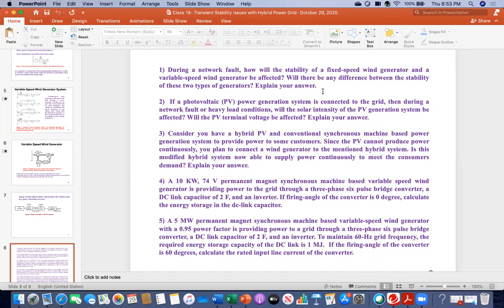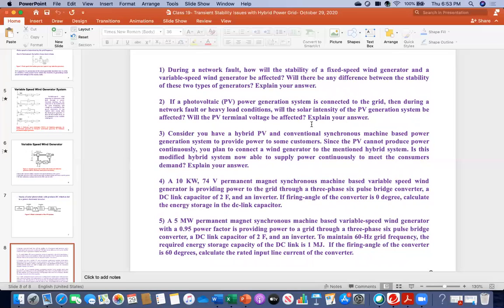Great. Now the next question, again with regard to stability. If a photovoltaic power generation system is connected to a grid, then during a network fault or heavy load condition, will the solar intensity of the PV generation system be affected? Will the PV terminal voltage be affected?